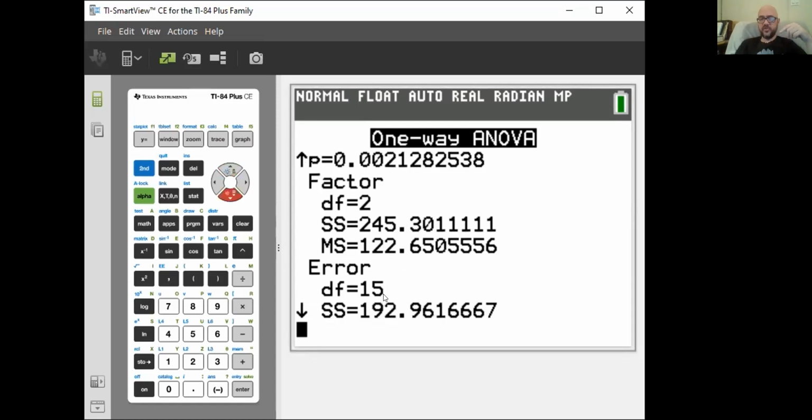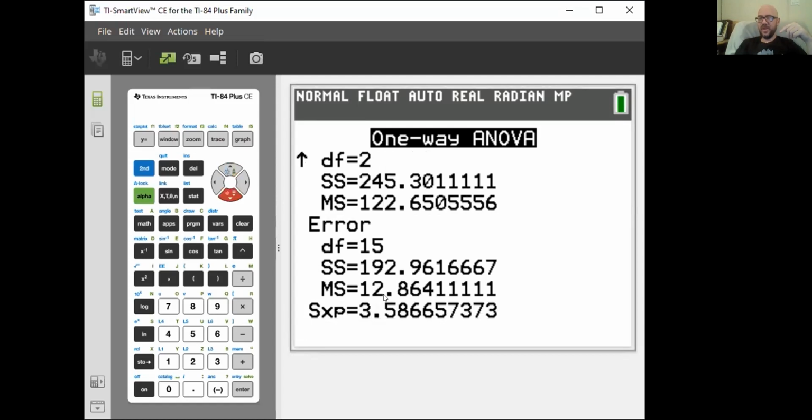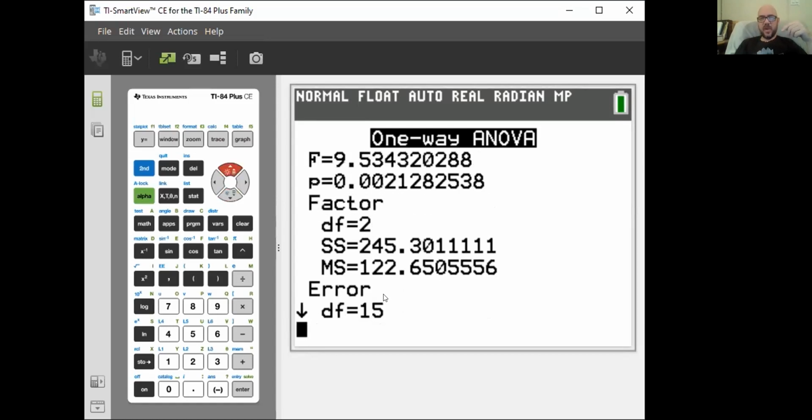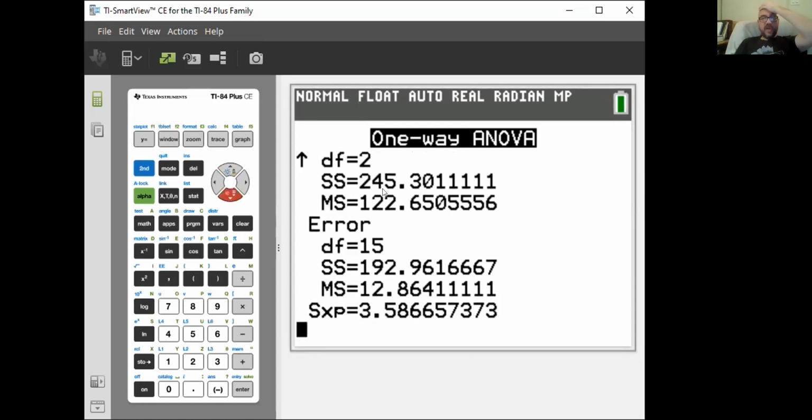Let me explain the degrees of freedom a little bit now. So SS, you don't even have to worry about SS necessarily, but this stands for sum of squares. Sum of squares over degrees of freedom gives you mean squares. Same thing here. Sum of squares over degrees of freedom gives you mean squares. So 245.3 divided by 2 is 122.65. And 192.96 divided by 15 is 12.86.